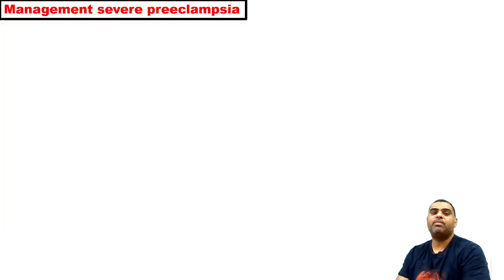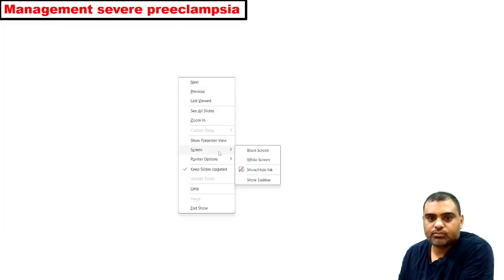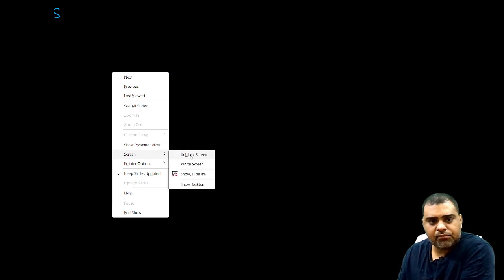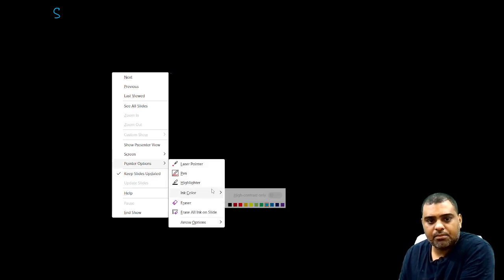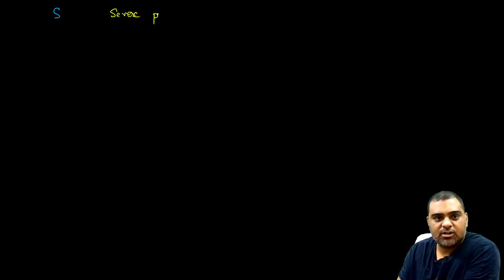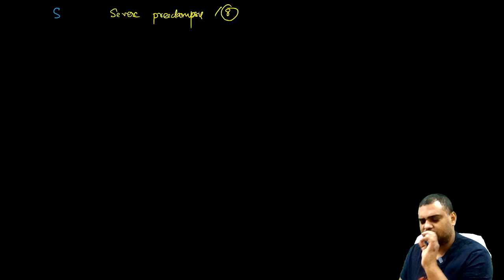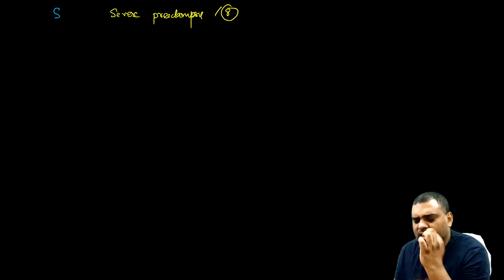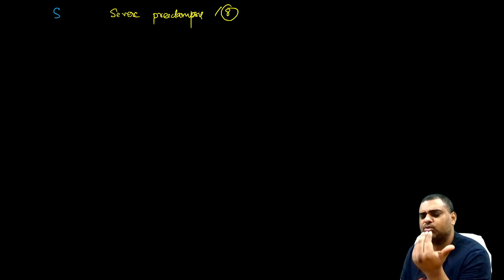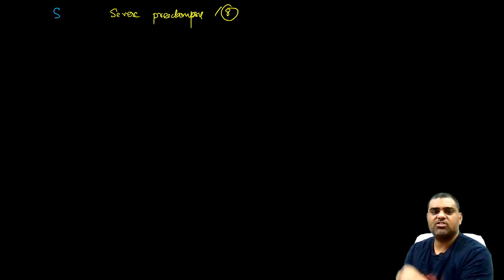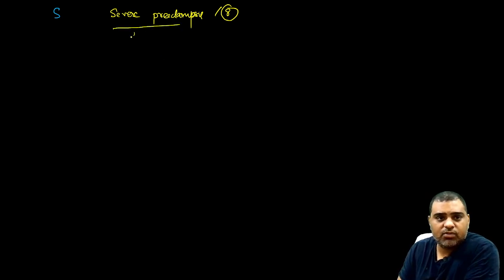Now, how will you manage severe preeclampsia? If there is severe preeclampsia, I have told you that there are 8 signs that will differentiate severe preeclampsia from mild preeclampsia, and earlier there were 11 signs. IUGR, proteinuria, and oliguria have been removed. So in case of severe preeclampsia, what will you do?